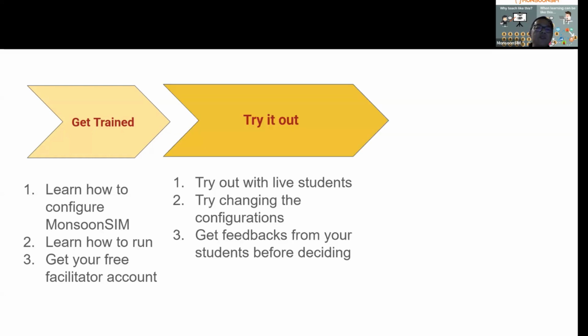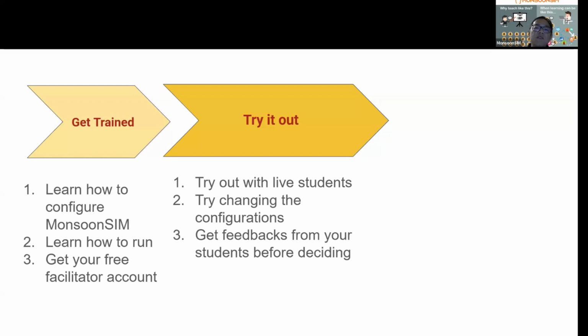Then you try it out. After you get trained, you try it with live students. I suggest you just go to your class and run it with anyone. Try changing the configuration, make it harder, make it simpler, and then see the result. Most important is number 3: get feedback from your students before deciding. Make sure you ask the students what they feel, what the learning outcome is, and whether they get anything out of it.